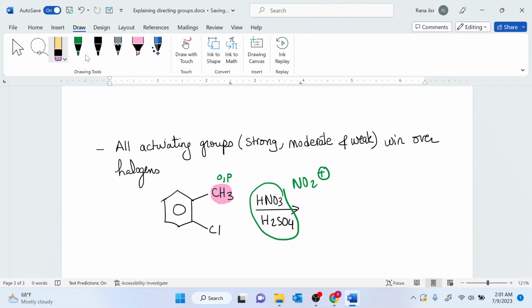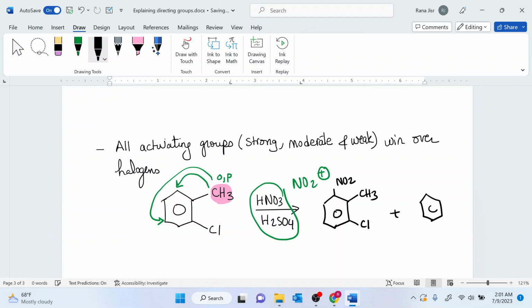Let's write it like this. So the nitronium ion is going to add either ortho to the CH3, or it's going to come and add para to the CH3. So you're going to end up getting two products in this case. That is the CH3, and this is the nitronium ion, or the nitro product now, since it's adding. And this is going to be the chlorine plus, here we are forming accumulation of groups on one side. So we're going to end up getting a less favorable product in this case.